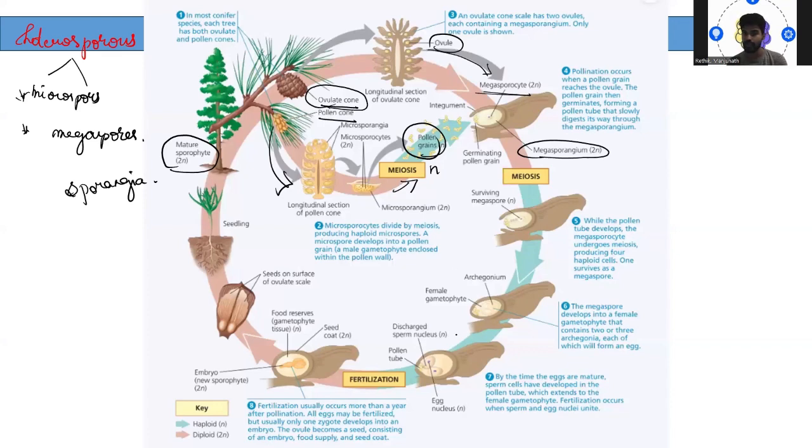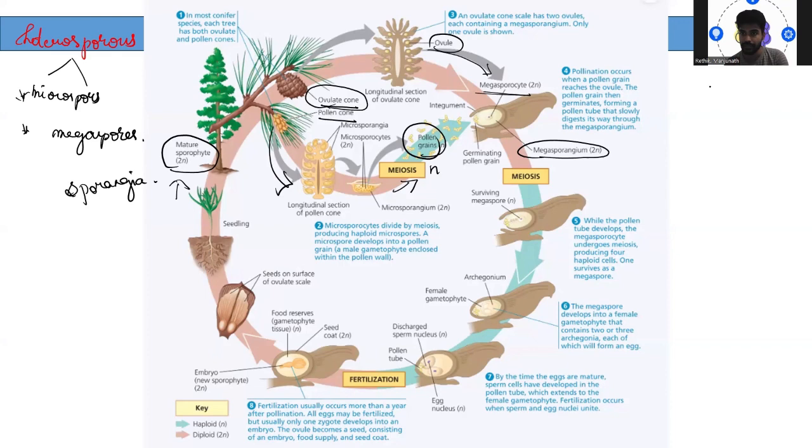So that is what all these explain. After fertilization, you will see the formation of a seed. From the seed, you will see a new plant germinating, and in the end, you will see the matured sporophyte. So this is all about the life cycle of the gymnosperm.